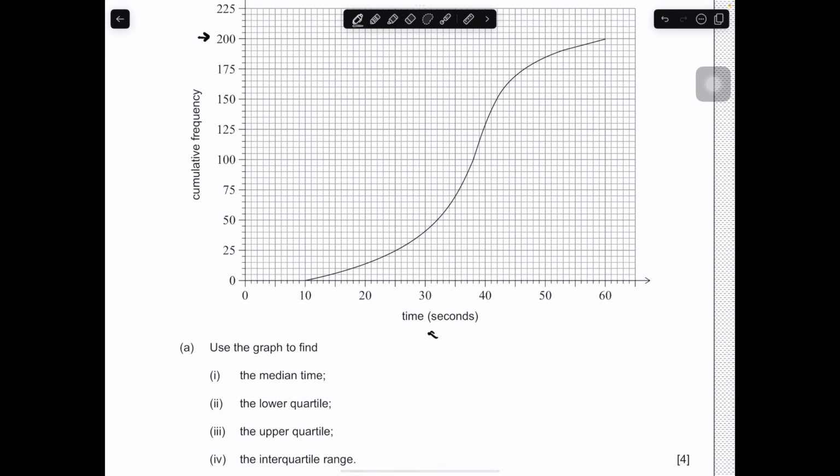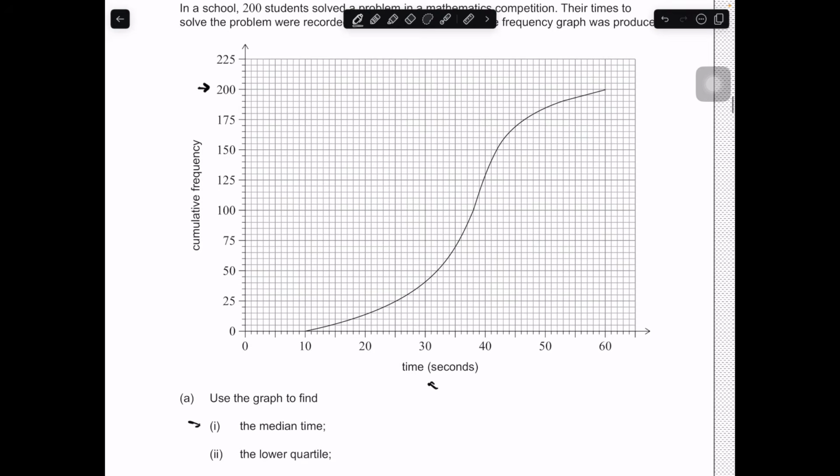So use the graph to find the median time. Median, we know, is the middle value. So if we have 200 students and they all took a different time to complete this test, the median would be the 100th student. The student is above half and also below half. The middle value, if you were to rank them all and line them all up. Mathematically, we have 200 times a half, and we're looking for the 100th value.